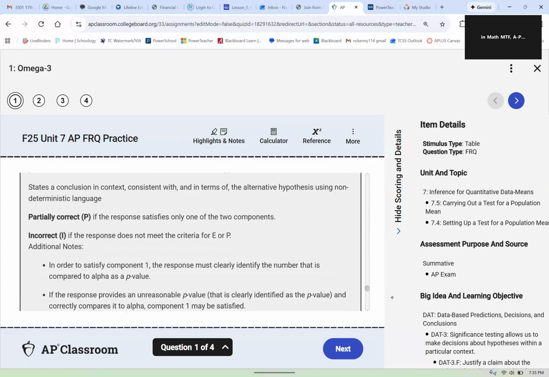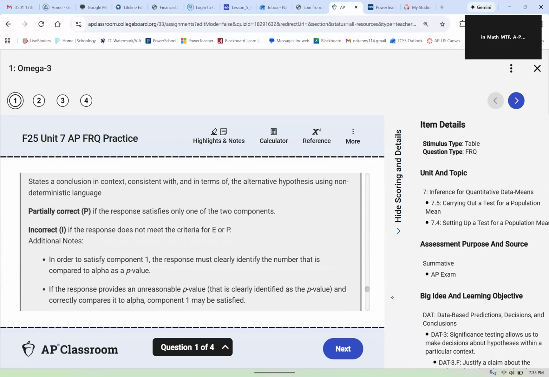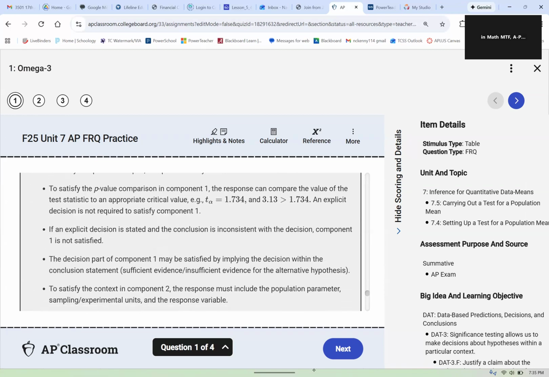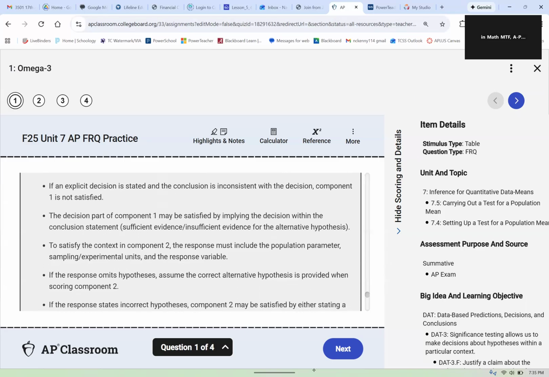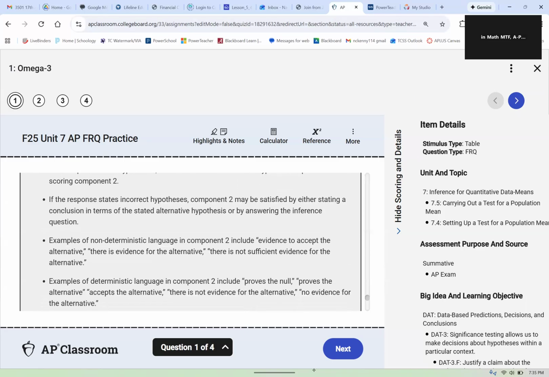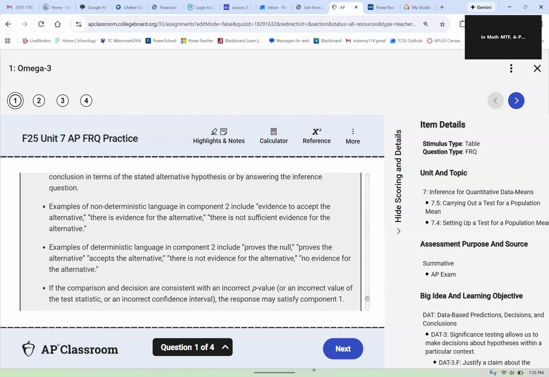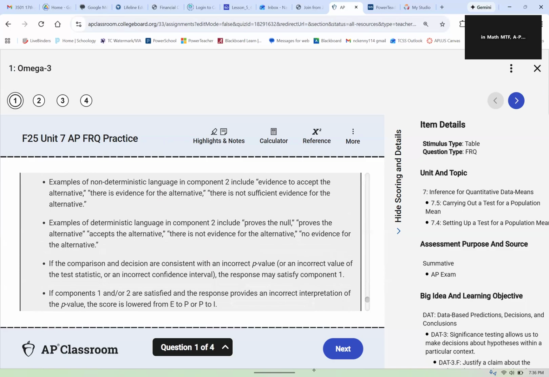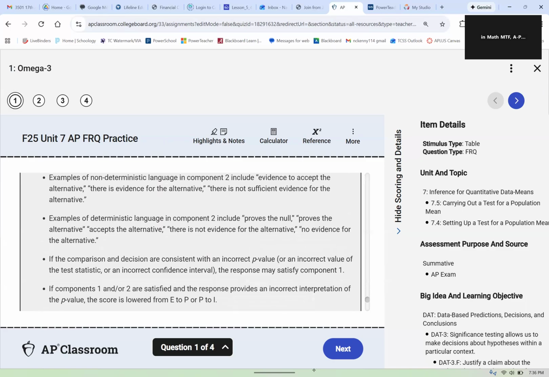What that means is, and you have to be careful about this, you cannot say we have proven this. There is convincing evidence of this, right? So that's something to keep in mind. Do they say anything about that? There we go. There's evidence or there's not sufficient evidence. You cannot prove a null. Notice we do not accept the alternative. We do not prove the null.